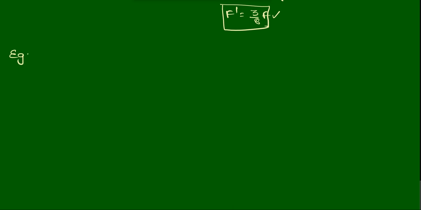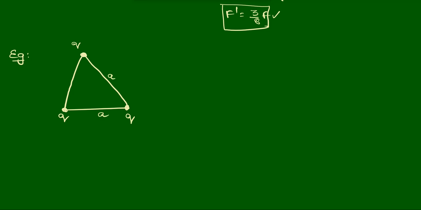And the next example is like this. Suppose there is an equilateral triangle and there are three charges at the three corners, all identical, and as it is an equilateral triangle, all sides will have the same length, a. Find the net force on the charge at any one corner. I'll assume this has the first charge, this has the second charge, and I'll identify the net force on the charge at the third corner.